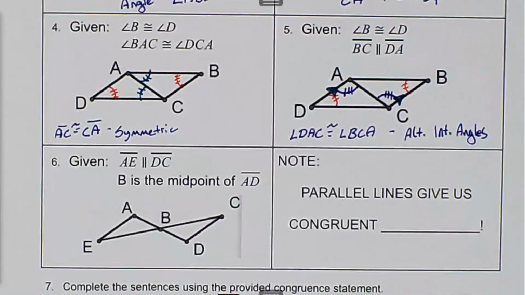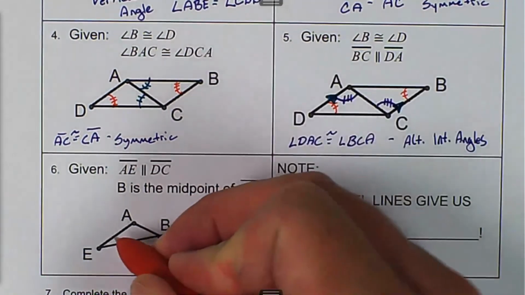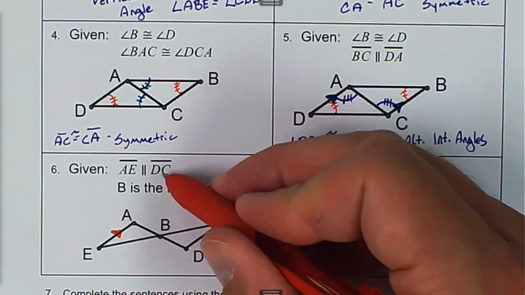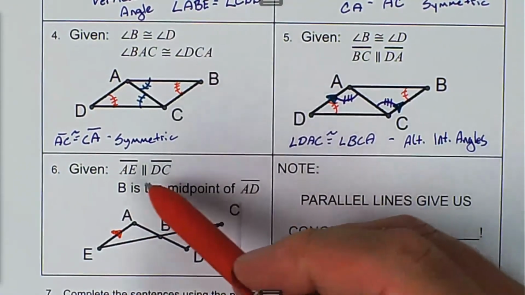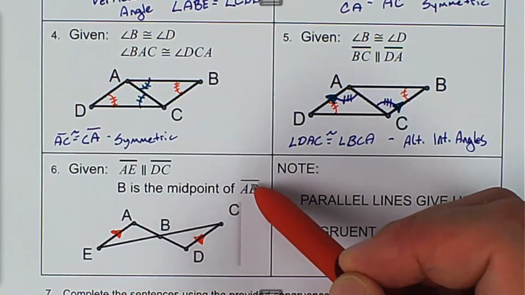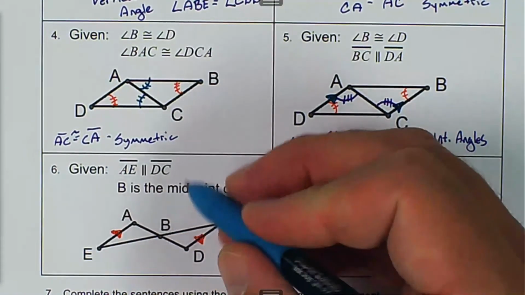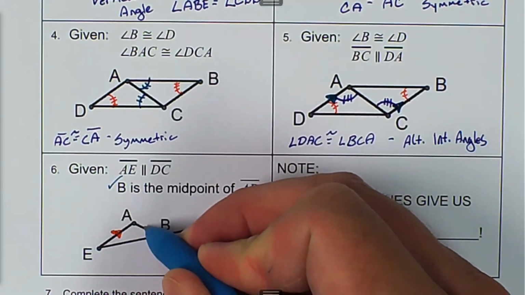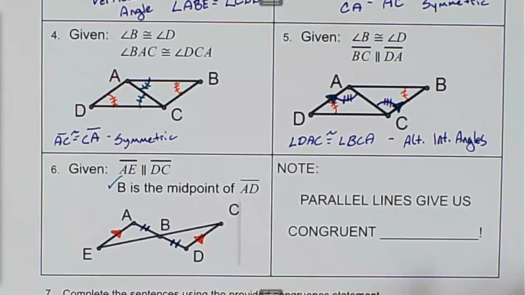Then we have 2 more to talk about. Again, we have parallel lines. So it says line segment AE, so I'm going to put the parallel line mark on there. Is parallel to DC. And then it says B is the midpoint of line segment AD. So if that's the midpoint, then eventually we'll be able to say that those are congruent.